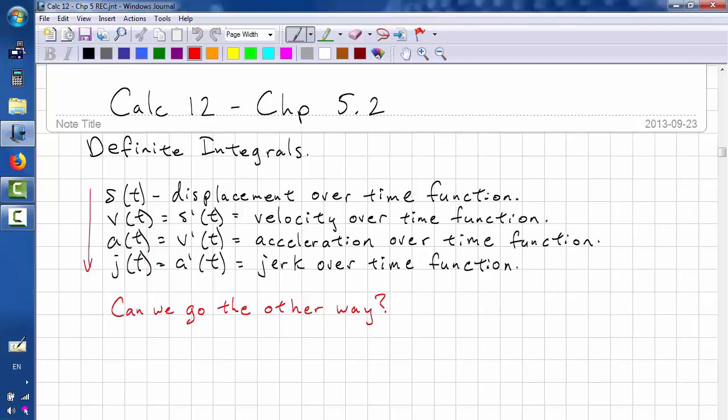So the question is, can we go the other way? And this is a loaded question. Yes, we can go the other way. This is the rationale for the fundamental theorem of calculus.